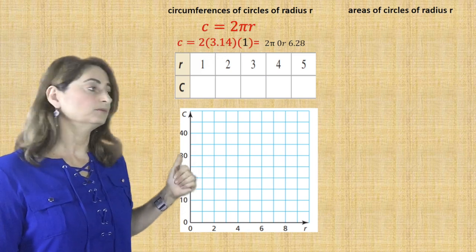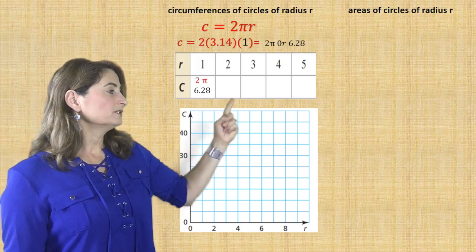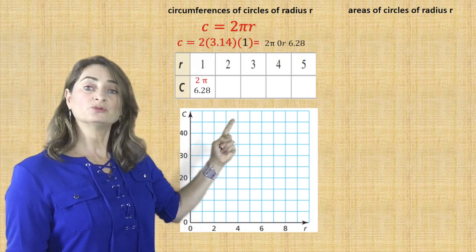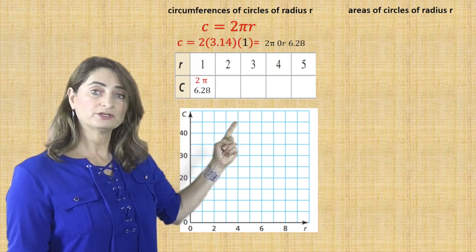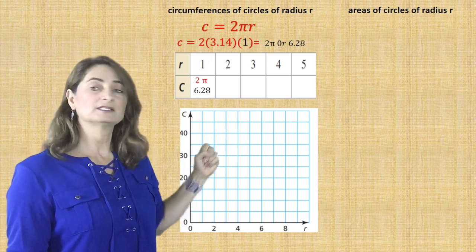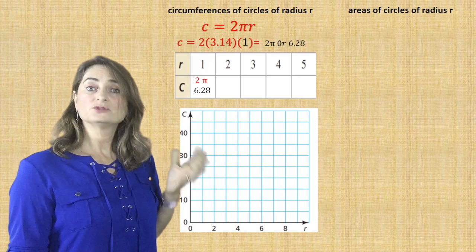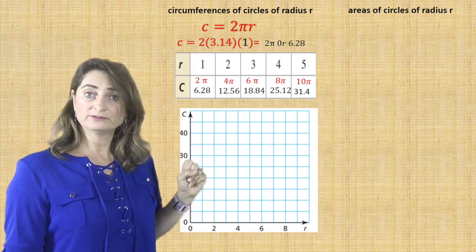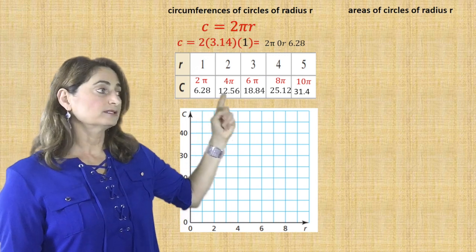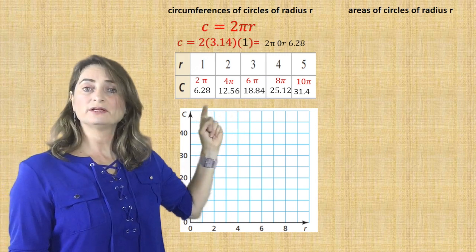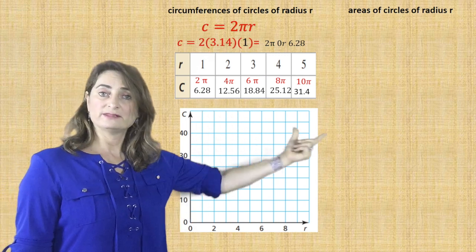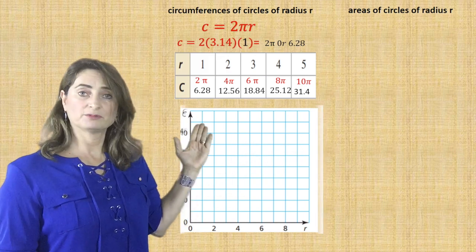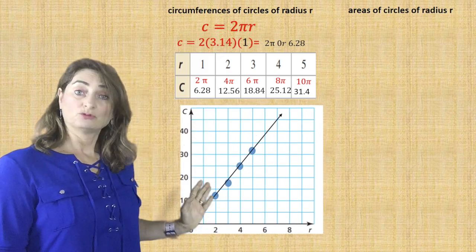So put that in the table. If the radius is 1, then the circumference will be 2 pi. But if you multiply 3.14 times 2, that gives you 6.28. Do the same thing for the radius 2, 3, 4, and 5. Multiply the radius by 2 and then by pi to find the answers. And here's the table. Now graph it.